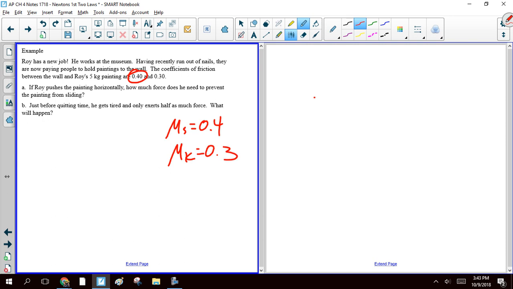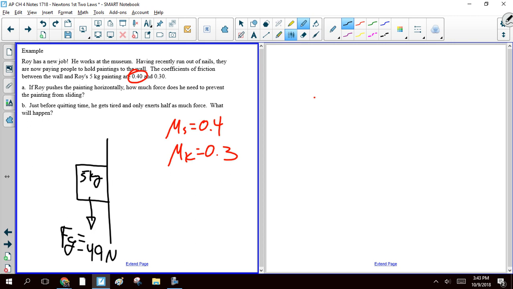So let's make a drawing. Here's the wall, here's the painting. It's 5 kilograms, right? It says Roy pushes the painting horizontally. So automatically I can put in my force of gravity, right? That's just going to be 5 times 9.8, so negative 49 newtons.